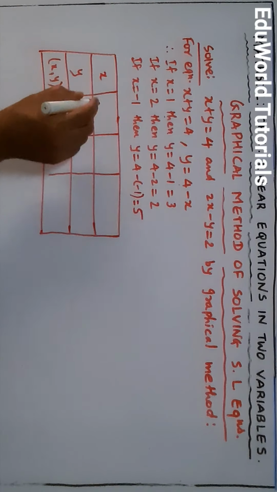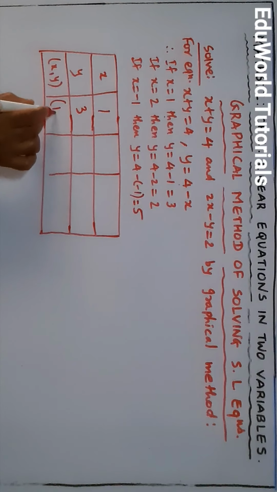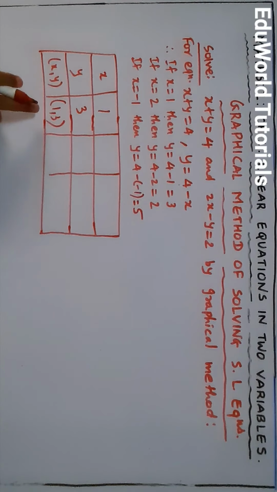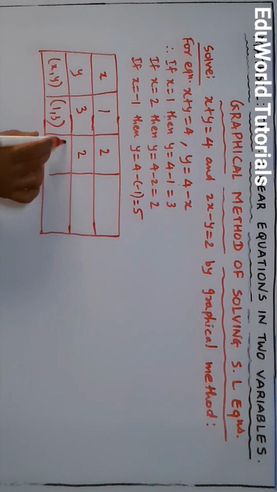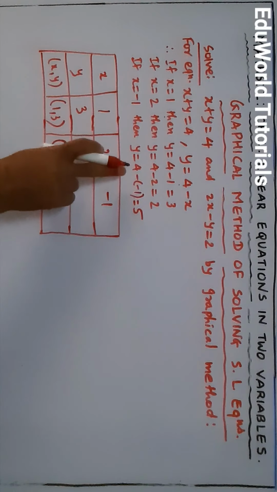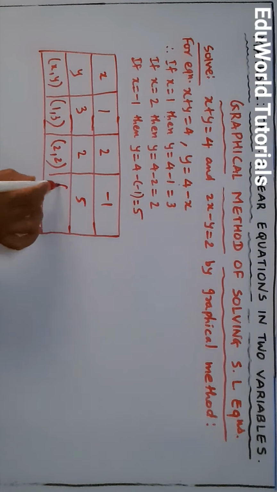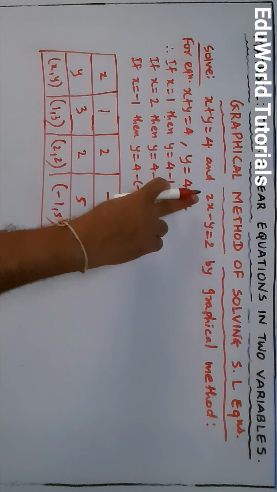So x is 1. When x is 1, y is 3. So the point to be plotted on the graph will be (1, 3). If x is equal to 2, y will be equal to 2. So the point to be plotted on the graph paper will be (2, 2). If x is minus 1, we have taken, so y will be equal to 5, and the point will be (minus 1, 5).